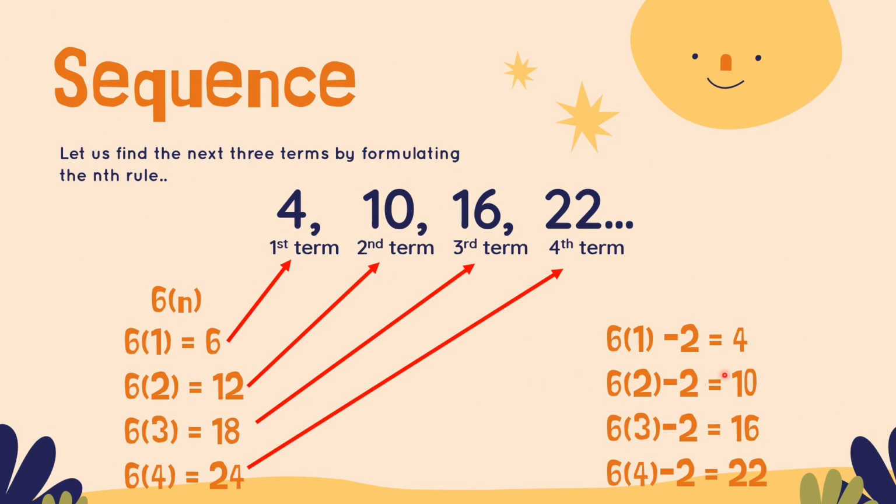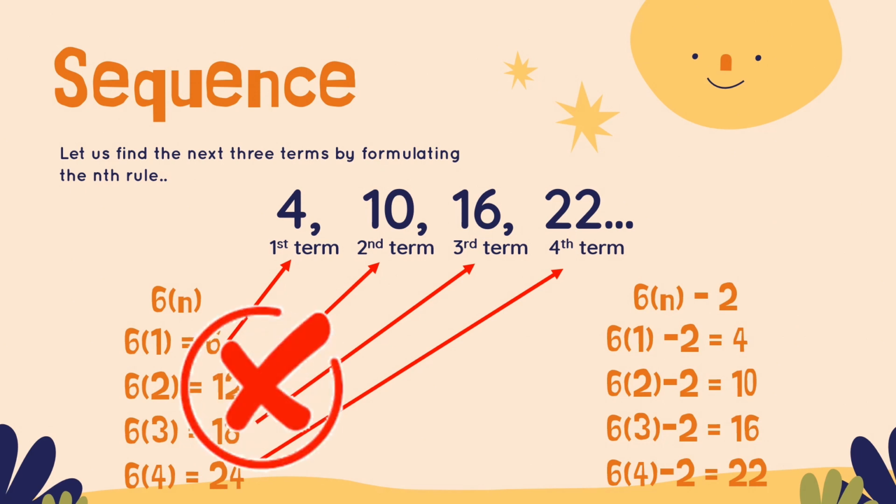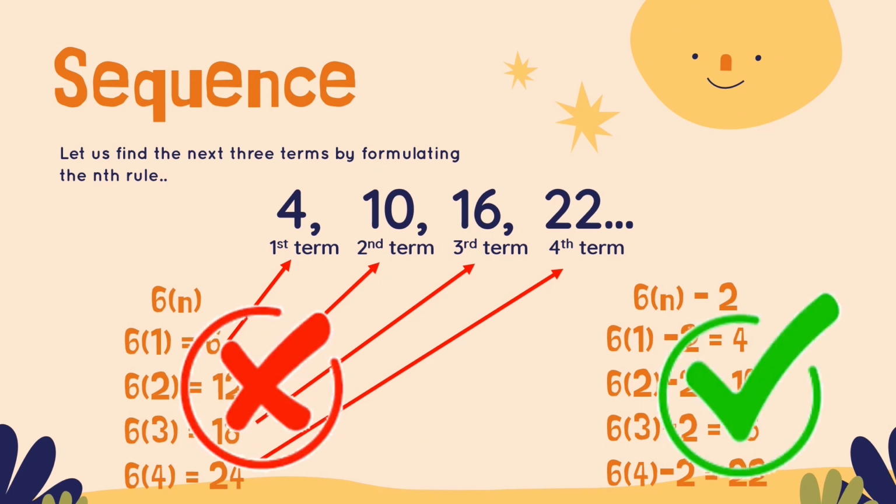Now, is it the same as our sequence? It is the same, right? So look, 6 does not change. Minus 2 does not change. But 1, 2, 3, 4 changed. Therefore, we are going to use 6 times n minus 2 as our nth rule. 6n is not right, but 6 times n minus 2 is the correct nth rule.